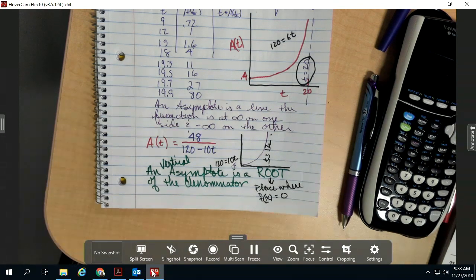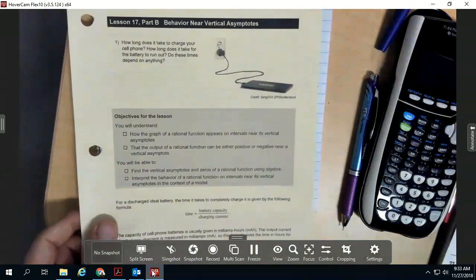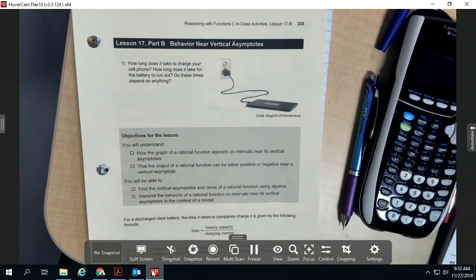We're going to spend the next couple of lessons on cell phones and their charging. Okay. How long does it take to charge your cell phone? It's a product of a bunch of different variables, right? What are some of the things you need to know in order to tell me how long it takes to charge your cell phone?